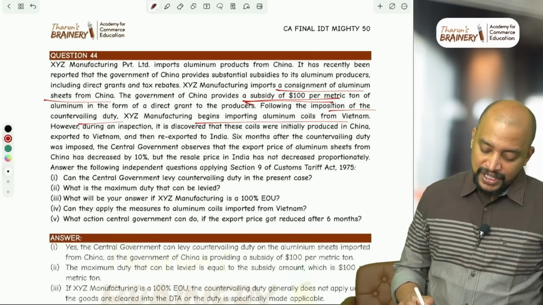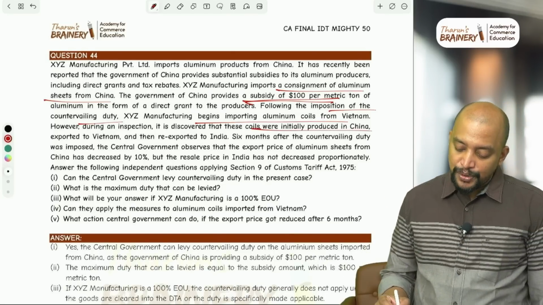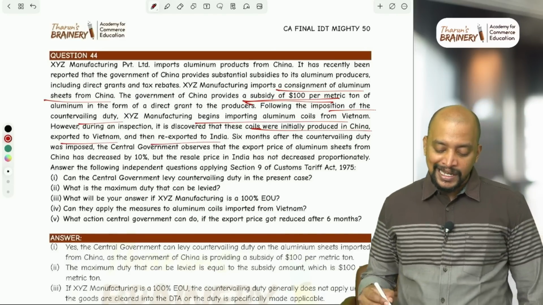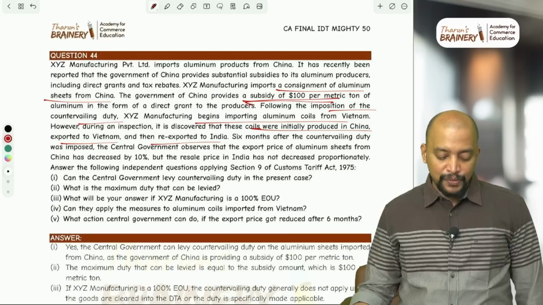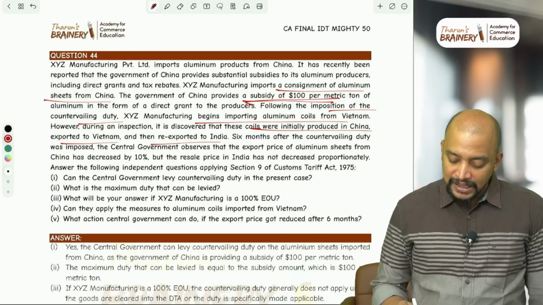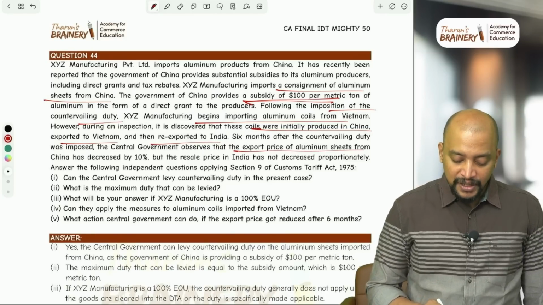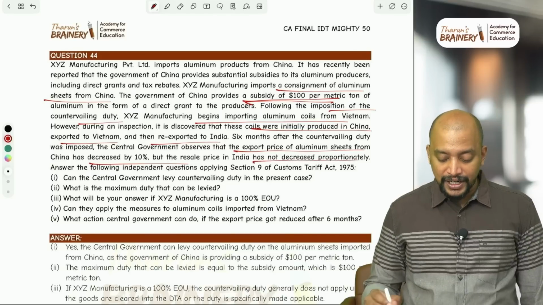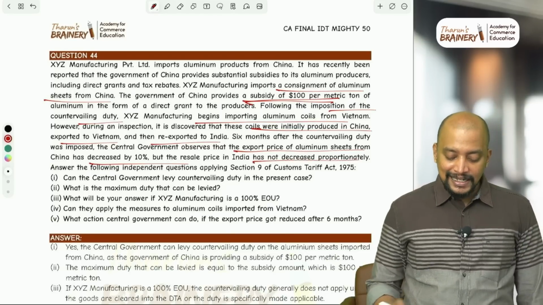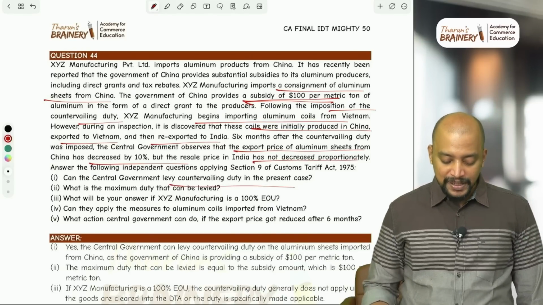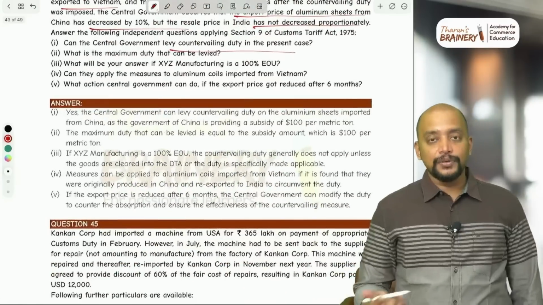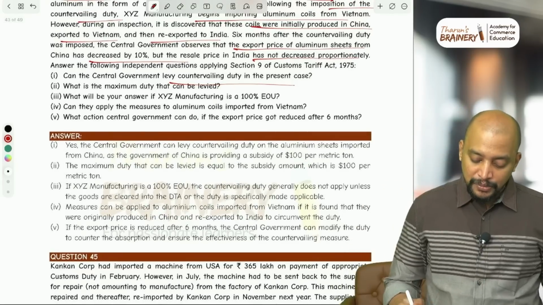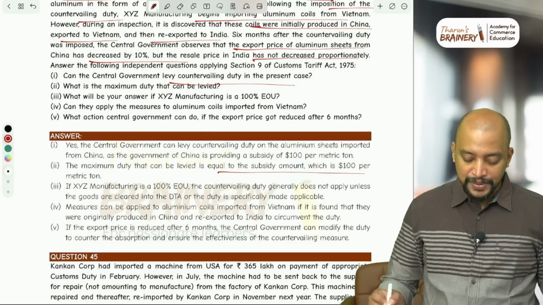However, during an inspection, it discovered that these coils were initially produced in China, exported to Vietnam, and then re-exported to India. 6 months after the countervailing duty was imposed, the central government observes that the export price of aluminum sheets from China has decreased by 10%, but the resale price in India has not decreased proportionately. Can the central government levy countervailing duty in the present case? Yes, they can levy countervailing duty on aluminum sheets. And what is the maximum duty that can be levied? Equal to the subsidy amount.